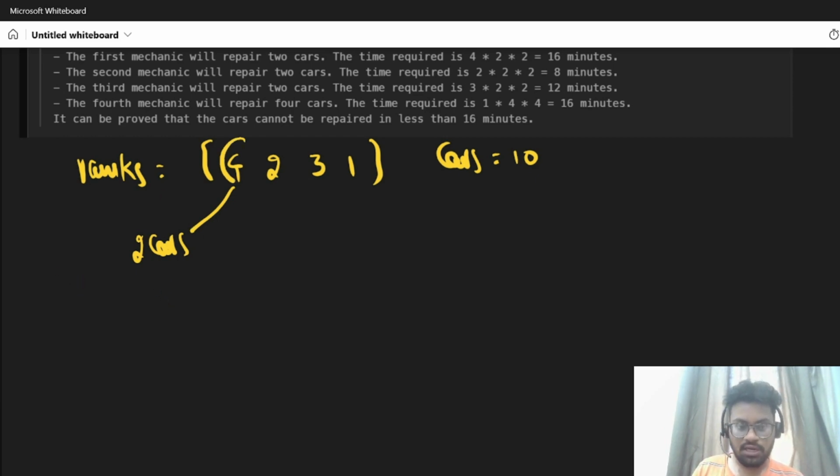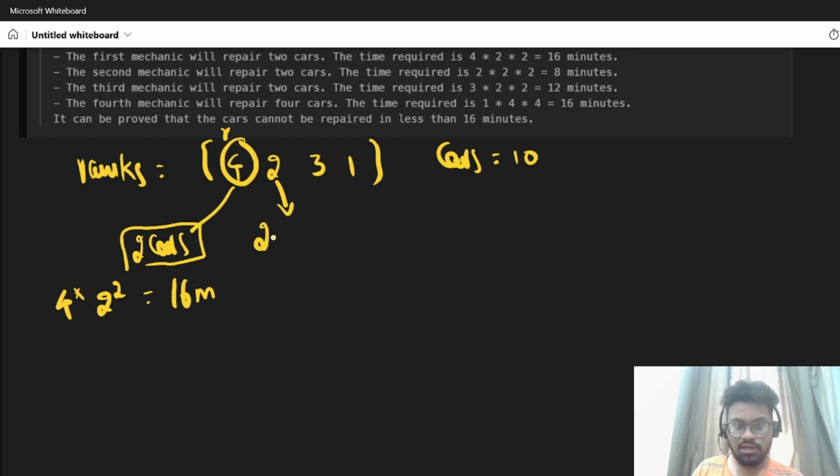So this is r, the rank of the mechanic, 4. r into n square, where n is the total number of cars that he will repair. So that will be the total minutes: 4 into 2 square, which is 4 into 4, 16 minutes. The second mechanic also will take two cars, so 2 into 2 square, 2 into 4, 8 minutes.